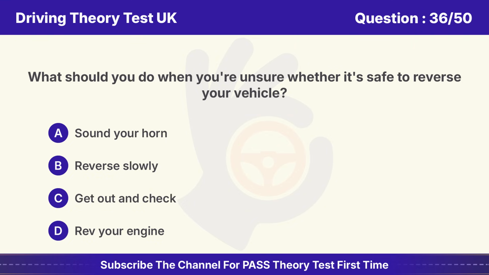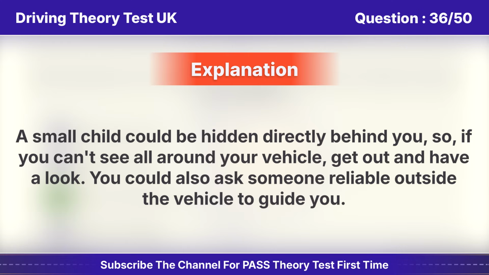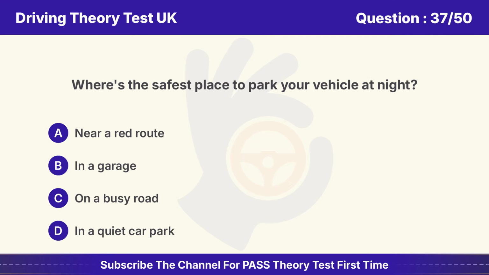Question 36. What should you do when you're unsure whether it's safe to reverse your vehicle? Answer is C. Get out and check. A small child could be hidden directly behind you, so, if you can't see all around your vehicle, get out and have a look. You could also ask someone reliable outside the vehicle to guide you. Question 37. Where's the safest place to park your vehicle at night?